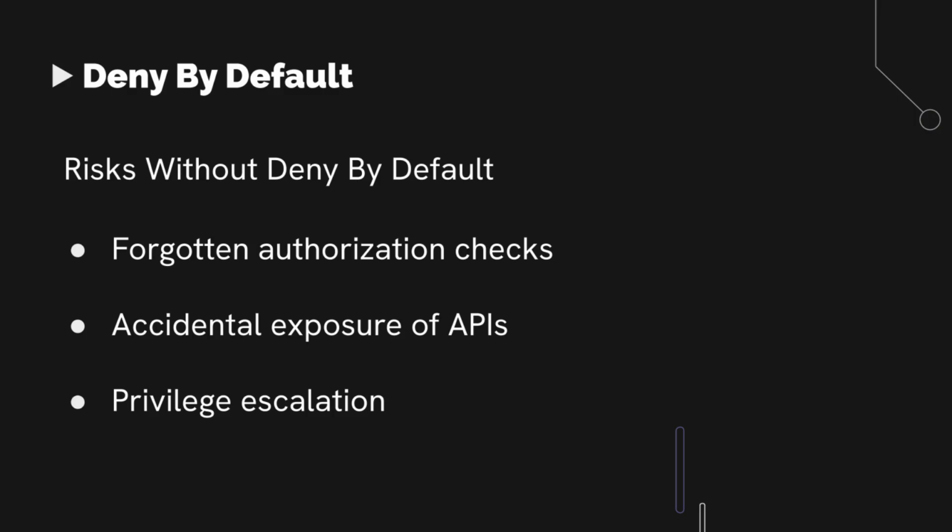A common mistake is building systems where access is allowed unless a specific restriction exists. Developers might add authorization checks for a few sensitive endpoints and assume everything else is safe. However, as the application grows, new routes, new features, and new roles are introduced. If authorization checks are forgotten on just one endpoint, users may gain access to resources or functionalities they should never use. This often leads to serious vulnerabilities.